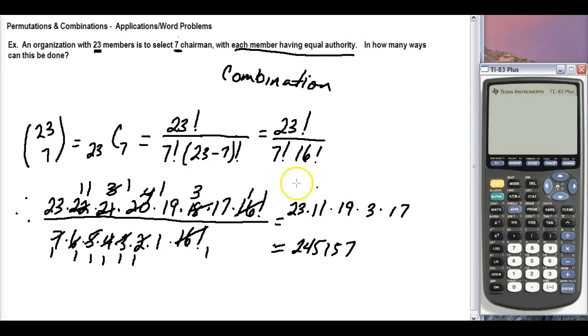here we will press 23, and then we're going to go to the math button, and then go into the probability area, PRB. Then we select option 3, and then hit 7, and then enter. And you see we end up with the same thing. So you see we've done this by hand as well as using our resources by using the calculator. And so now we'll move on to the next example.